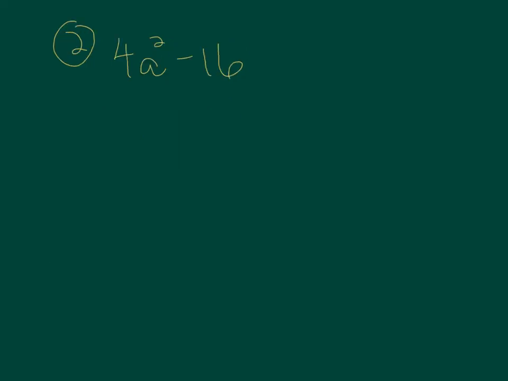Okay, so next one, take a look. Will anything factor out of 4a squared and 16a? A 4 will, so I'm going to factor 4 out. So we have a squared. Now we don't have a b term, so I'm going to go ahead and put 0a minus 16.